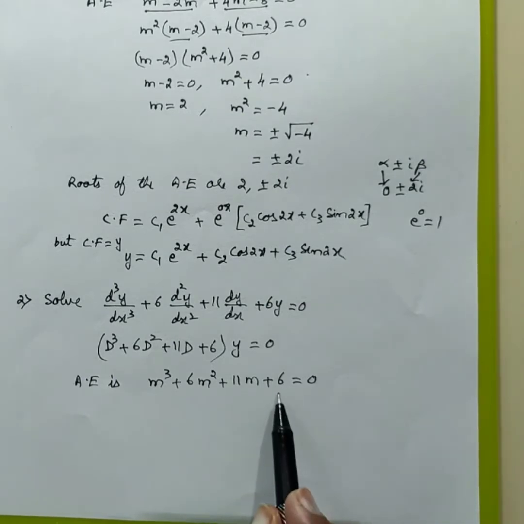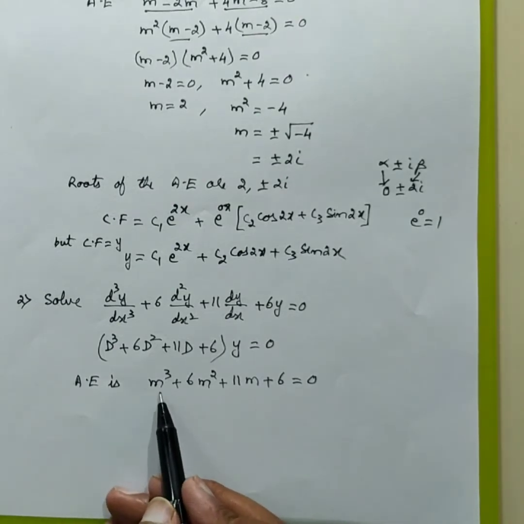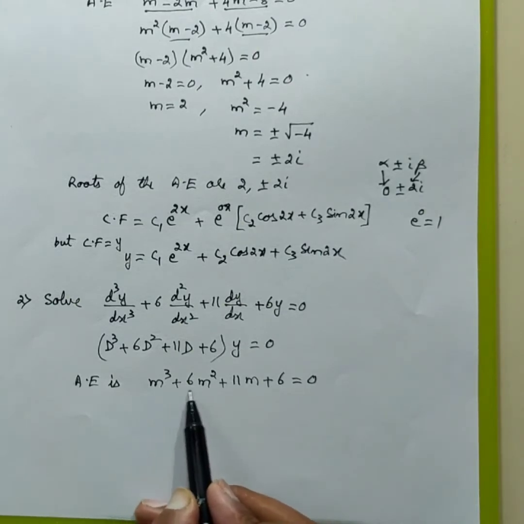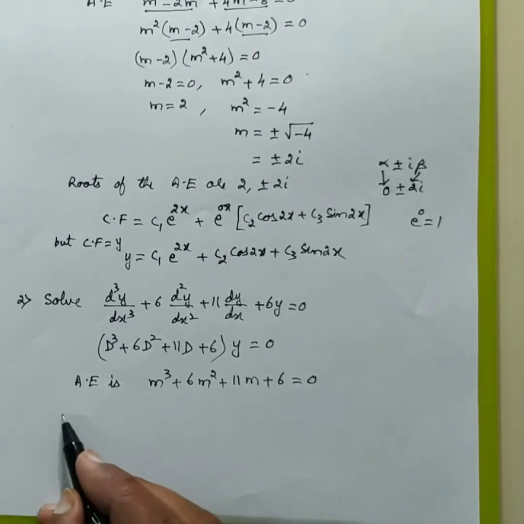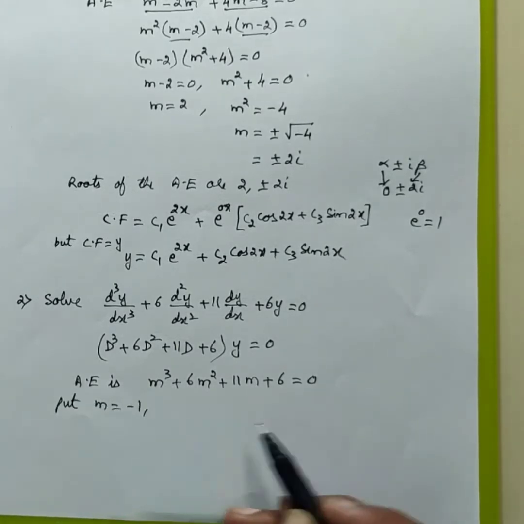So direct factorization is not possible over here, therefore we will be using the substitution method. Since all the coefficients are positive, a positive value will not satisfy this equation. So let us take negative values of m. Let us start with -1 and see whether it will satisfy the equation or not.